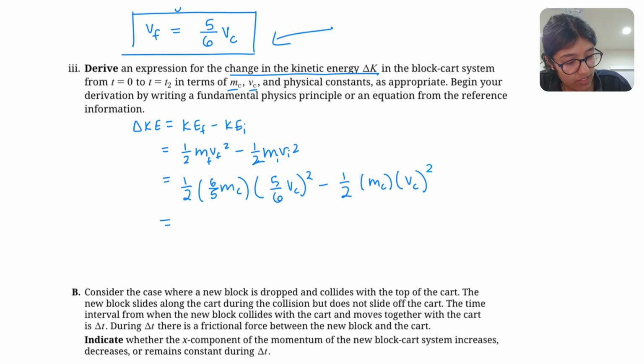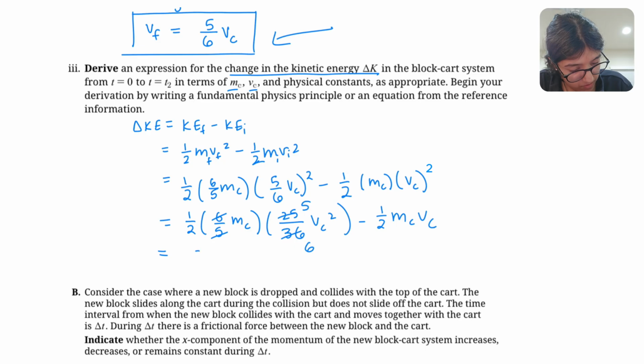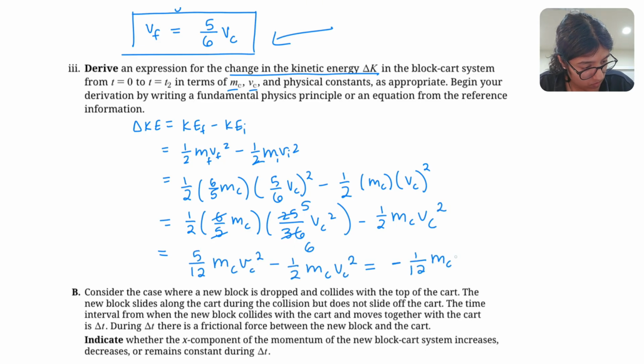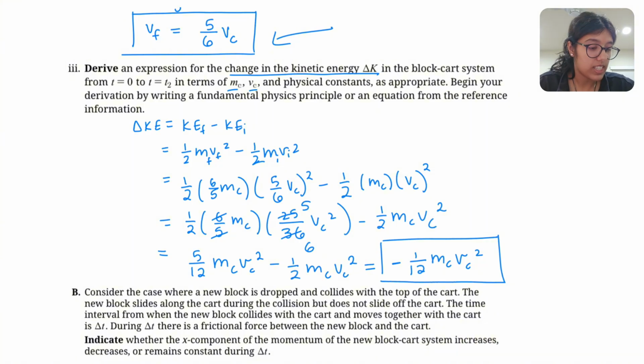Now, let's just solve this. I see that 1/2. So our final answer after doing that algebra is -1/12 mc vc squared.